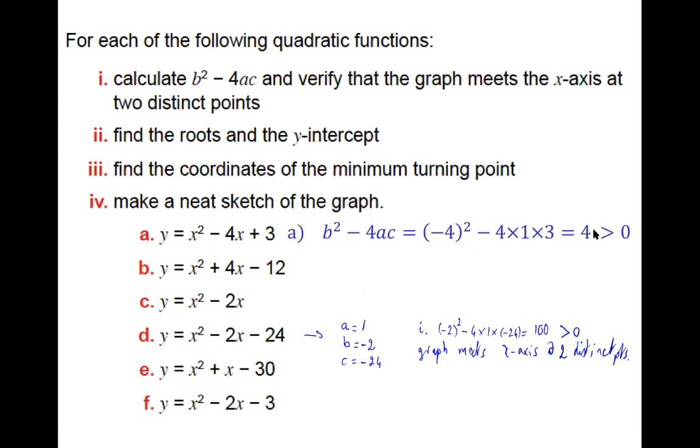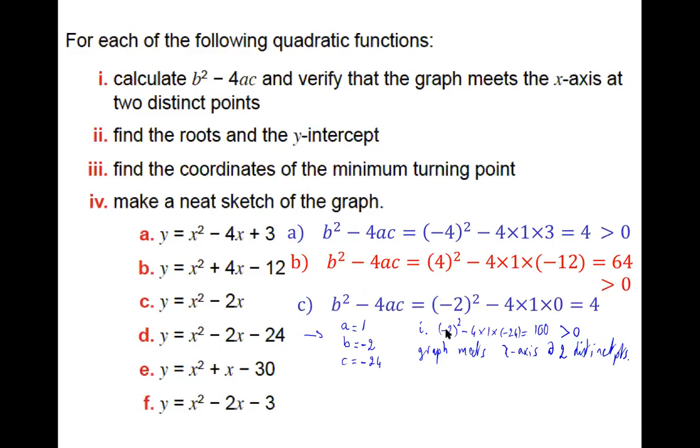So based on that, we know that the discriminant is positive. We've just verified that the graph meets the x-axis at 2 distinct points. For b, I would do the same. B squared minus 4ac, we got 64, positive again.